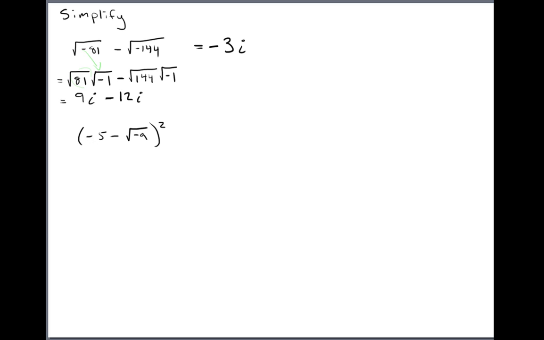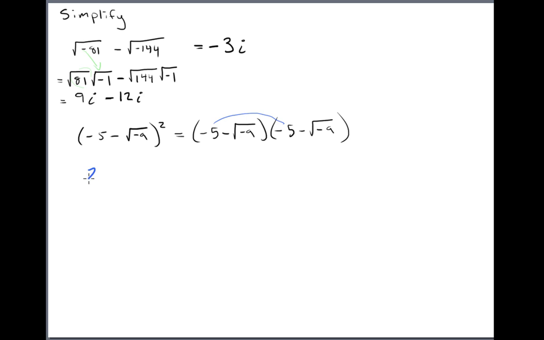Next, let's look at squaring negative 5 minus the square root of negative 9. If you're not comfortable with just using the formula for squaring a binomial, we can go ahead and write this out in the long form as negative 5 minus the square root of negative 9 times negative 5 minus the square root of negative 9. This thing times itself. And let's start multiplying it out.